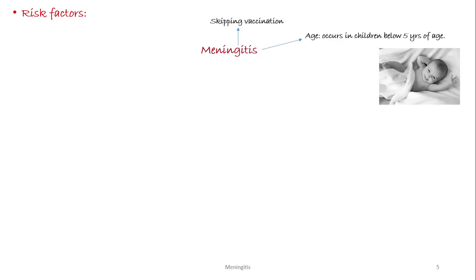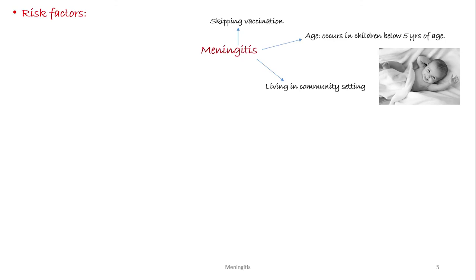What are the risk factors for meningitis? The first one is skipping vaccination. As we all know, nowadays a lot of vaccines are developed, and right from birth we give many vaccines. Out of those, one vaccine is included for meningitis. If you miss the child dose of your vaccination or the adult dose, then there is a chance that you might suffer from meningitis. The second factor is age. Mostly children below the age of 5 years are most likely to be affected with meningitis.